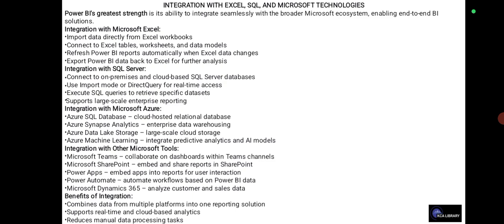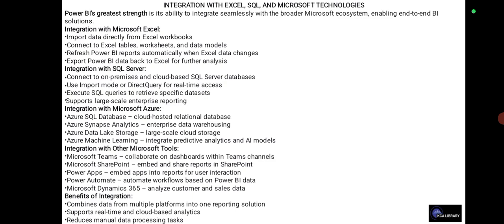Now, how do you integrate Power BI with Excel, SQL, and Microsoft technologies? Power BI's greatest strength is its ability to integrate seamlessly with the broader Microsoft ecosystem, enabling end-to-end BI solutions. If you want to integrate with Microsoft Excel, first import data directly from Excel workbooks. You can also connect to Excel tables, worksheets, and data models. You can refresh Power BI reports automatically when Excel data changes. You can also export Power BI data back to Excel for further analysis.